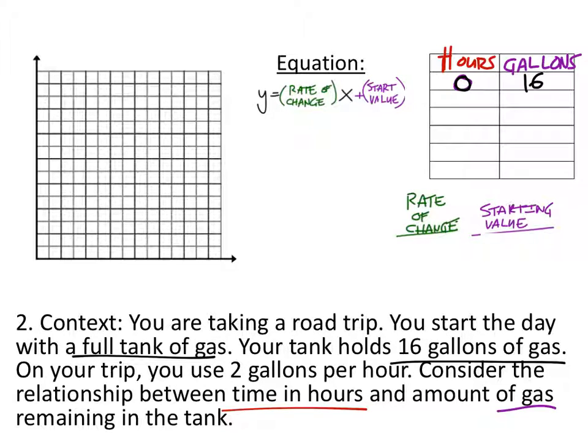Then, as the time goes on, it's 2 gallons per hour. So after 1 hour, it should burn off 2 gallons, and you'd be left with 14. Then after another hour, you'd burn off another 2 gallons and be left with 12. 3 hours then would be 10, 4 hours is 8, and then after 5 hours you have 6 gallons left in the tank.